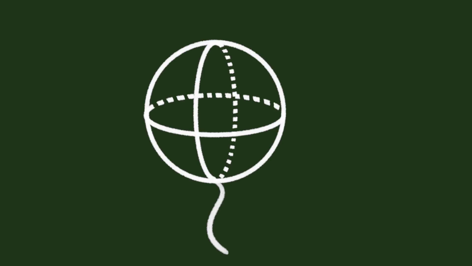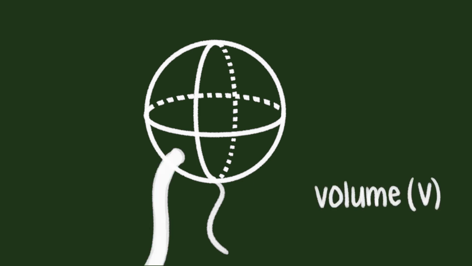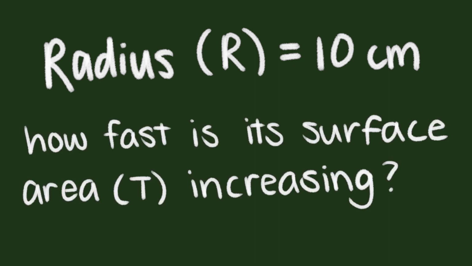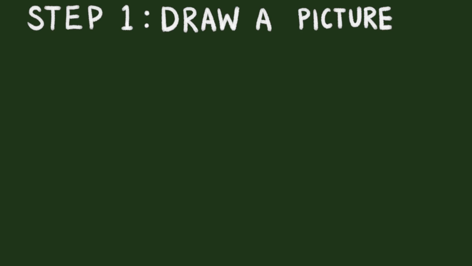Let's look at an example of a related rates question. Say there's a spherical balloon filled with air. A tube is attached and fills the balloon with more air, thus increasing the balloon's volume by half a cubic centimeter per second. The question is, when the radius of the balloon is 10 centimeters, how fast is the surface area increasing? Before jumping right in to try and solve this, it's very wise to draw a picture first.